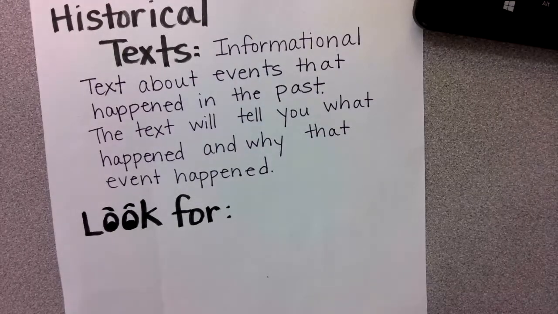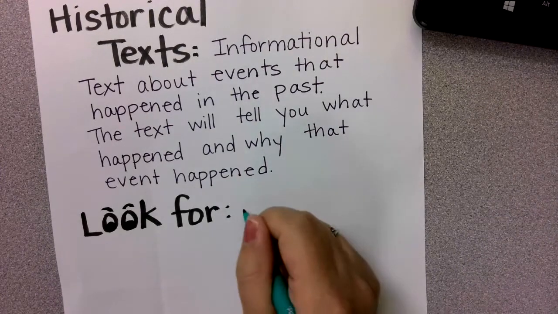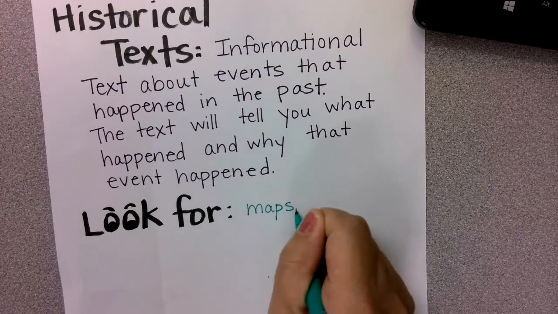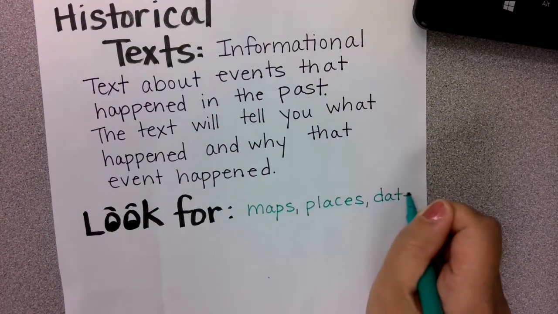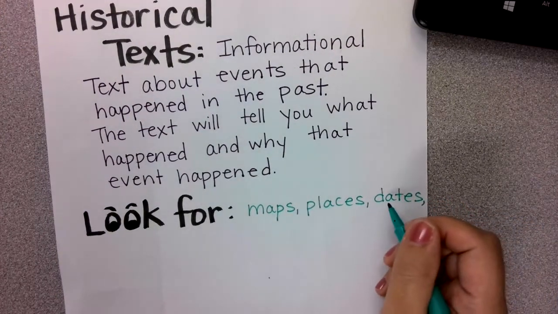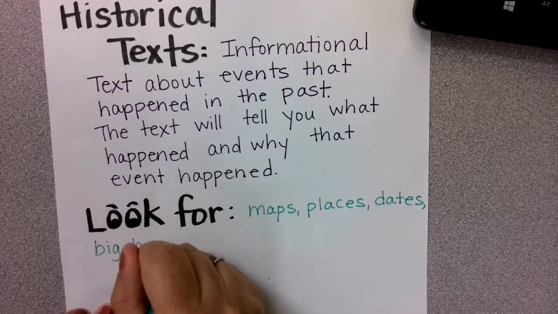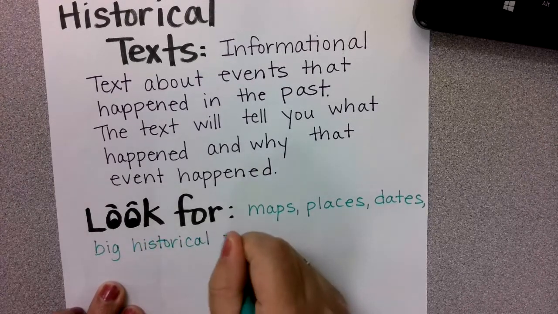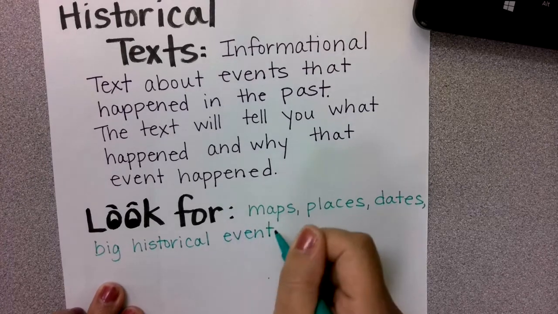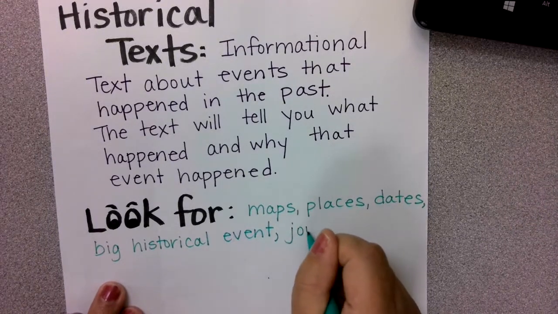You're going to look for dates. You're going to look for maps, places, dates. What else? Big historical events. So if it's about World War II or World War I, that's a big historical event that we know. Journal entries would also be considered historical text.